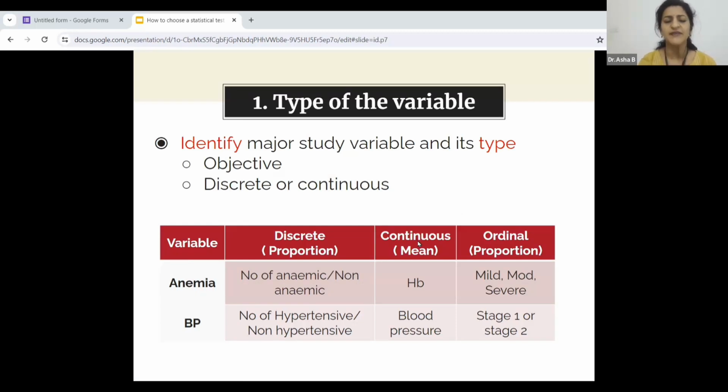For example, if my study objective says to determine the prevalence of anemia among pregnant women, then it would be just present, like how many of them were anemic and how many of them were non-anemic. So in that case, my variable will be a discrete type of variable. If my objective says to determine the mean hemoglobin, then my variable will be mean hemoglobin and it will be continuous in nature. If my objective says to grade the anemia, then my variable will be mild, moderate, and severe. So then it will be an ordinal type of variable.